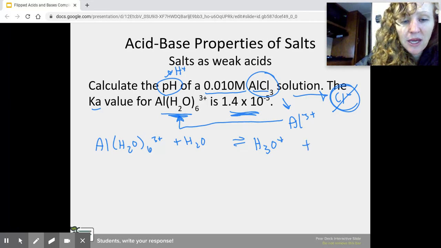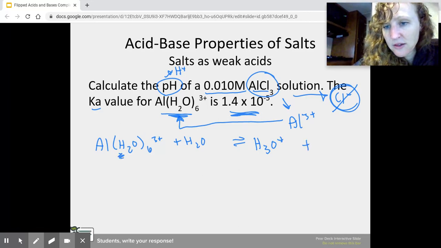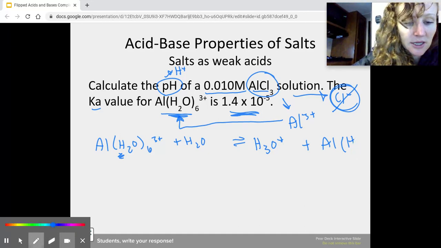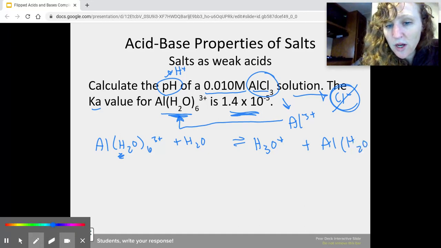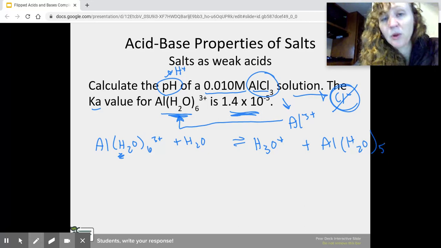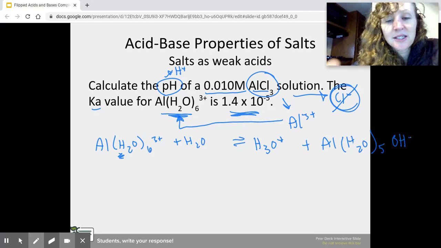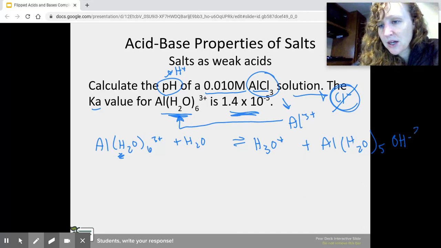So it gives up a hydrogen, meaning that we have lost... My goodness, apparently I can't talk and write at the same time. Okay, we've lost a water. I now only have 5 because I pulled the hydrogen off of one, and that thing now is a hydroxide. Since I lost an H+, this is now a 2+.